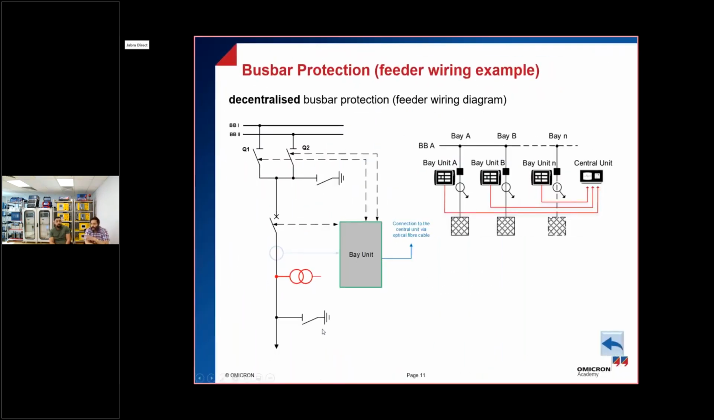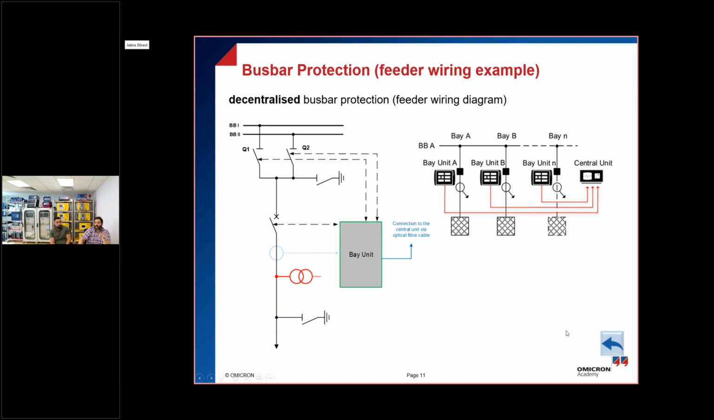This is how it will look. We have a centralized unit, or central unit, and this central unit is connected to all bay units. Mostly we are using fiber optic in communication. This is the latest technology, using the fiber to send the local measurement to the central unit, which will do the calculation and the processing to check whether it is a fault or not.